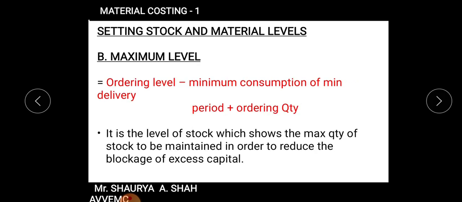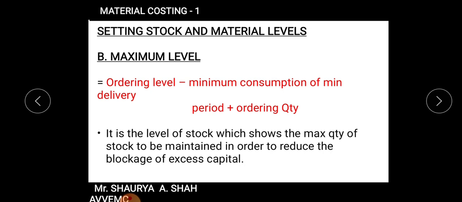Second, the maximum level which I told you, right? What is maximum level? It is the level of stock which shows the maximum quantity of stock to be maintained in order to reduce the blockage of excess capital. As I told you, maximum level I require is 100 units only.